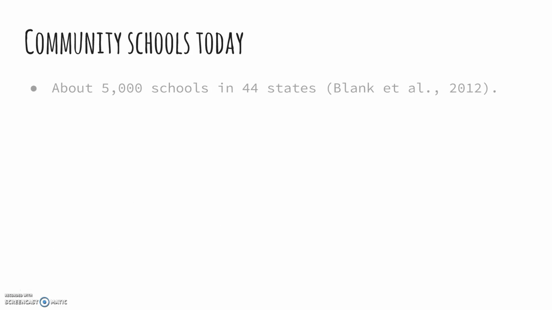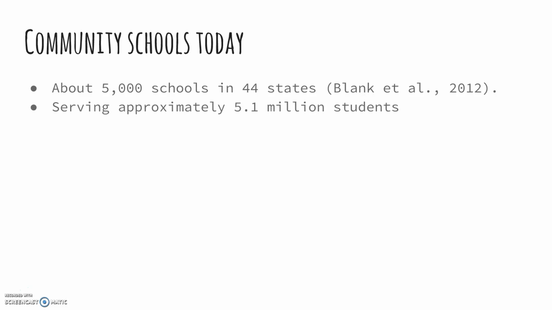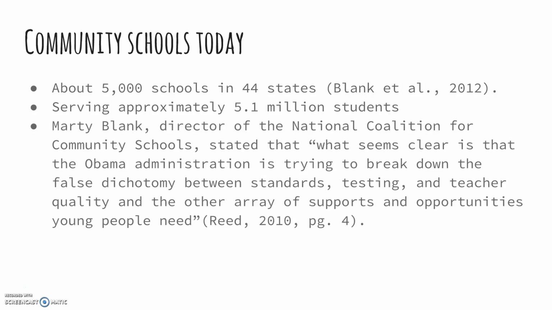So community schools today, there's about 5,000 schools in 44 states, and they're all over, but most of the ones I read about were in larger urban districts. They serve approximately 5.1 million students. So the movement of community schools really has grown, especially since the Obama administration came on board because of former Secretary of Education Arne Duncan, who is a big community school advocate.